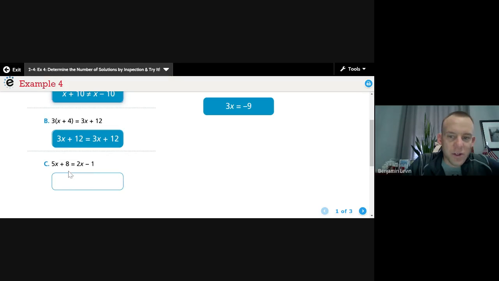Now let's look at this last one. This last one is one that we can solve. We know what it's going to be on the choices, but let's solve it. 5x plus 8 equals 2x minus 1.